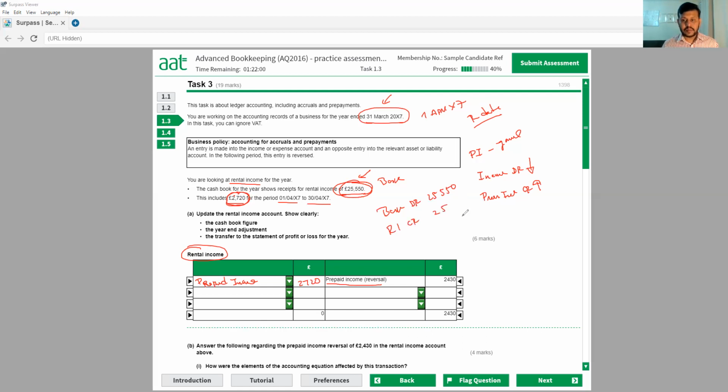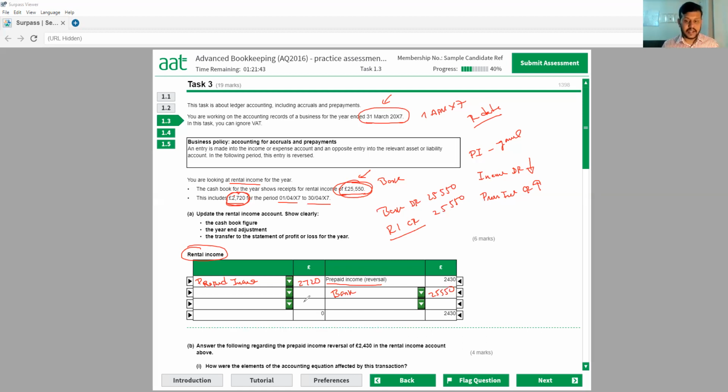Any sort of income is always credit. So we need to write rental income is a credit. So on the credit side, you have to write the bank. That is 25,550. And any difference will go to the profit and loss account.